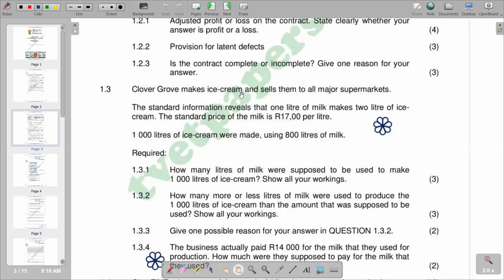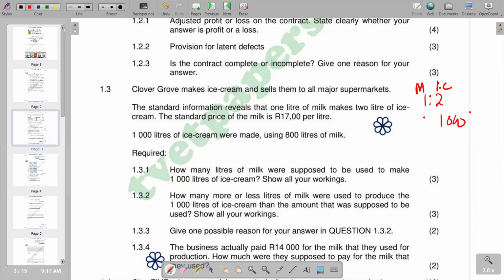and sells them to all major supermarkets. The standard information reveals that 1 liter of milk makes 2 liters of ice cream. The standard price of the milk is 17,000 rand per liter. Then we are given that 1,000 liters of ice cream were made using 800 liters of milk. Then on the required part, how many liters of milk were supposed to be used to make 1,000 liters of ice cream? So we go back and see in terms of the ratio that we are given that milk is 1, then ice cream will be 2. So basically that's the ratio to be used to make ice cream.